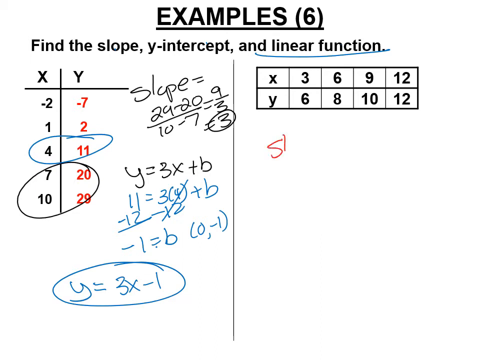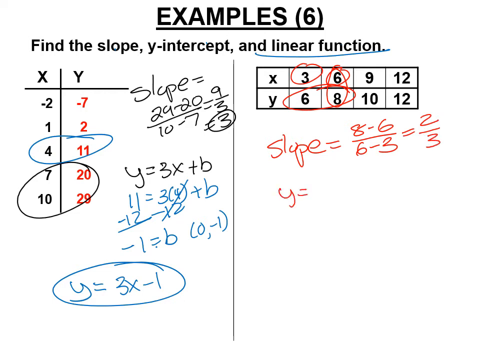So the slope is, we'll subtract, let's do 8 minus 6. So then we have to do 6 minus 3 to be consistent. Start with that. 8 minus 6 is 2. 6 minus 3 is 3. The slope here is 2/3. So it's y equals 2/3 x plus b.